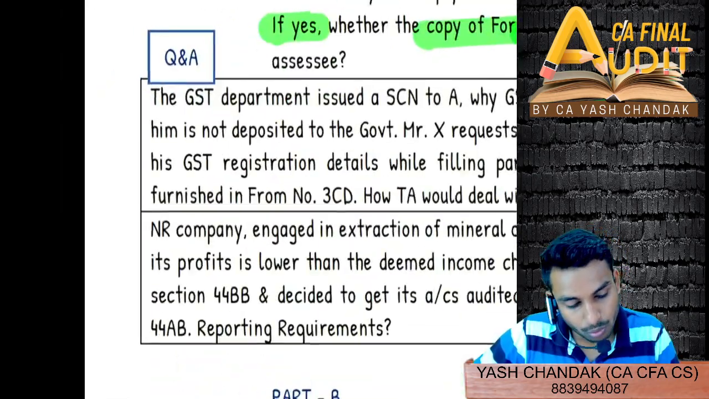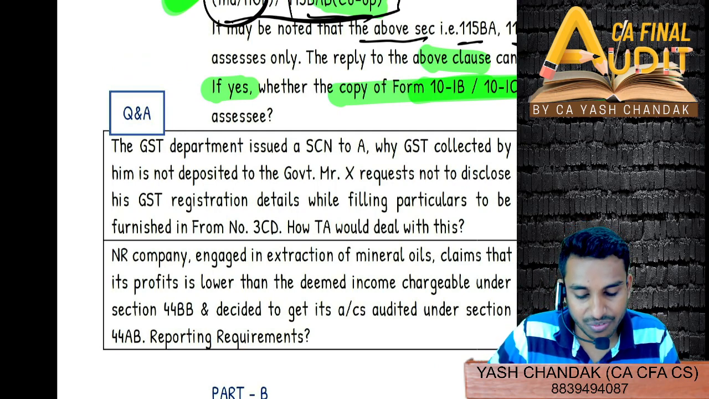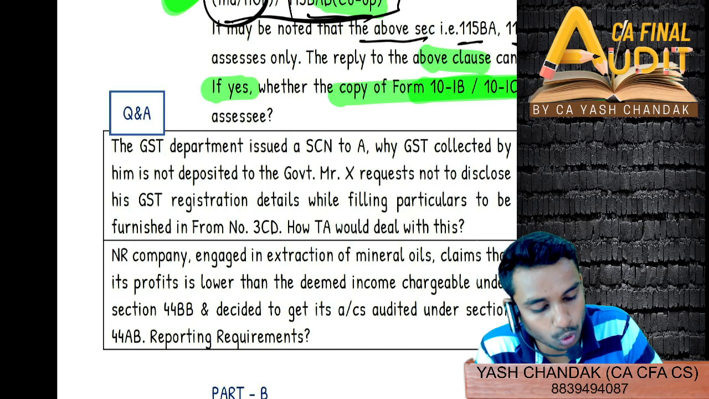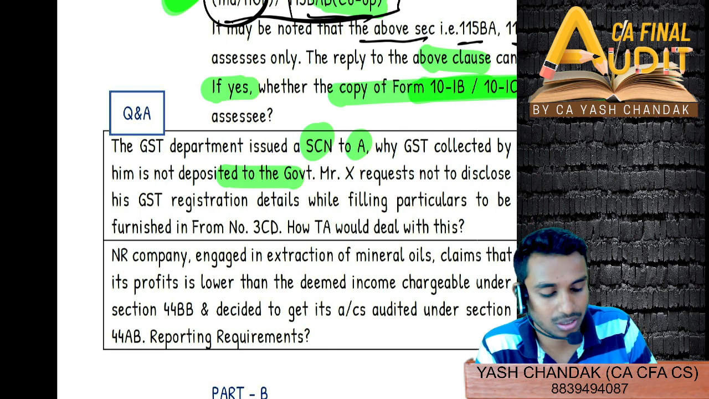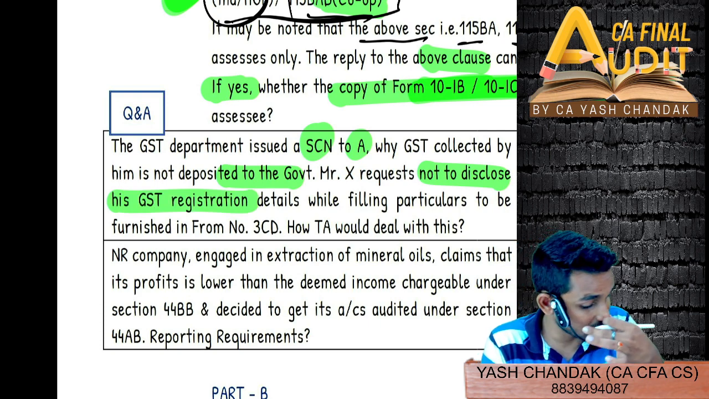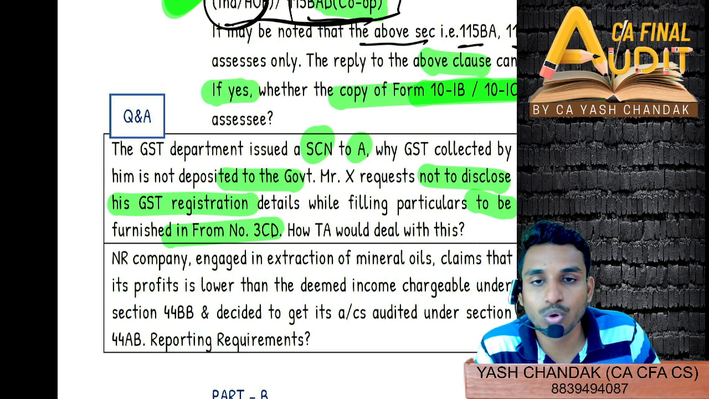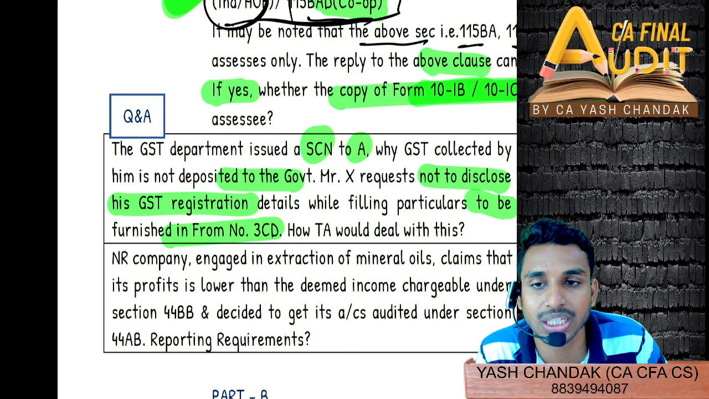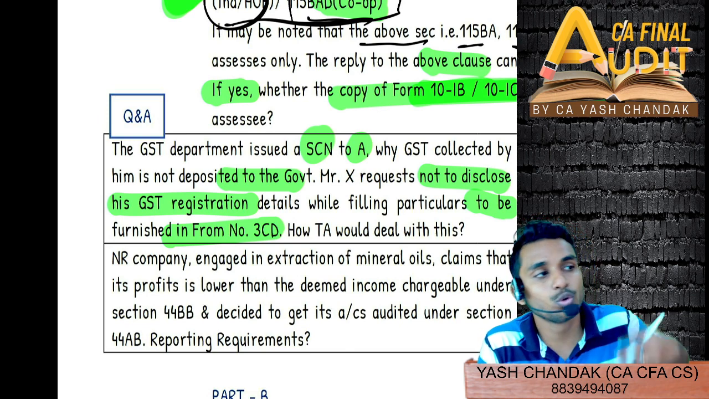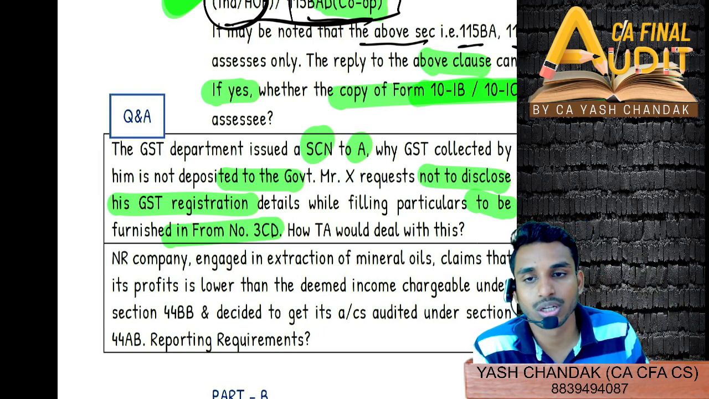Fine. So quickly come on to these two questions. Yes, Nikita, tell me the first answer. The GST department issued a show cause notice to A, because GST was collected by A but not deposited to the government. Mr. A requests the auditor not to disclose his GST registration details while filling the particulars to be furnished in Form 3CD. Mr. A tells the auditor, please do not disclose my GST registration. I have not deposited the tax to the government and the government could levy a lot of penalty or interest on me. So do one thing, do not disclose any registration number at all under clause 4.